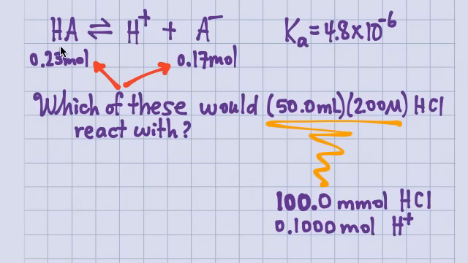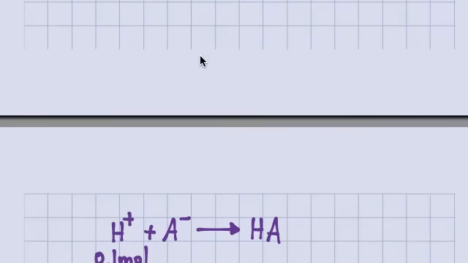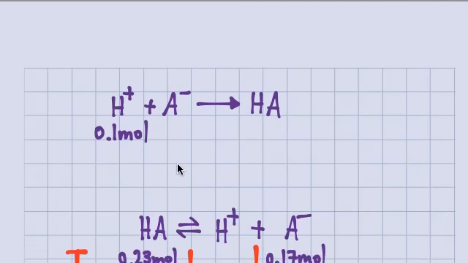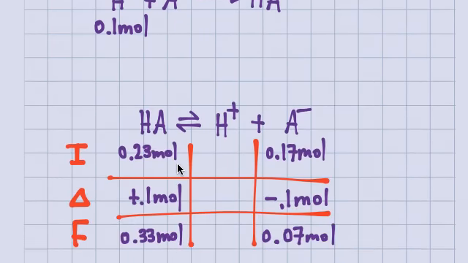Which of these two would the acid react with, this or that? Well, I see a negative charge there. The H positive attracts a negative Lewis base. So guess what? This tenth of a mole of acid is going to react with this. One way I could write it is to say a tenth of a mole of this is going to react with a tenth of a mole of that. And I could set up a table for that.